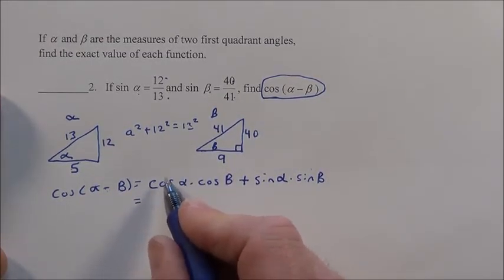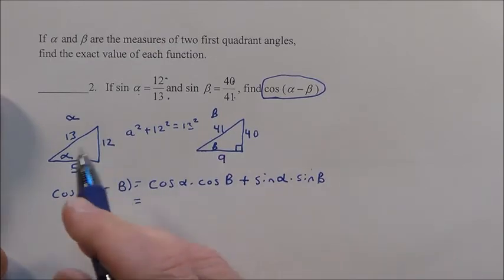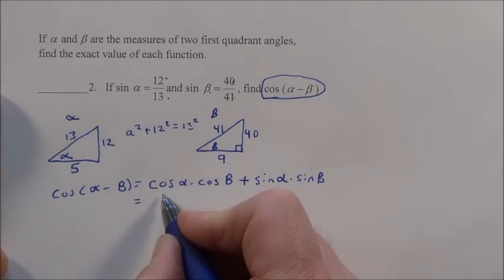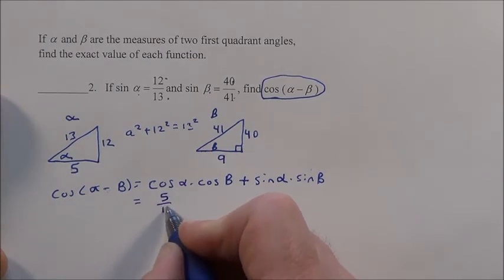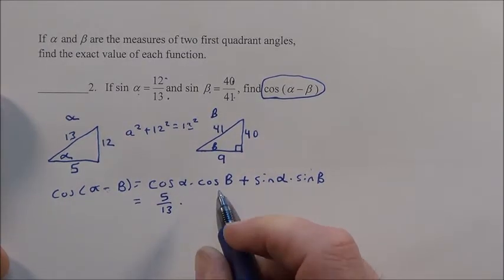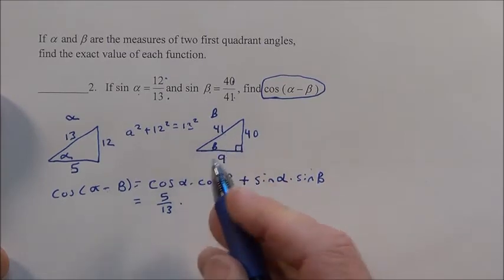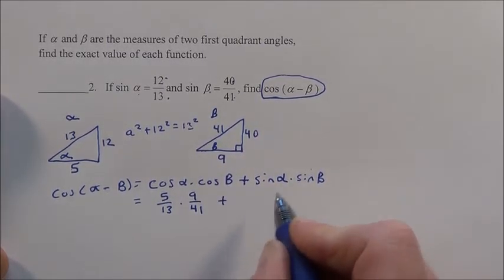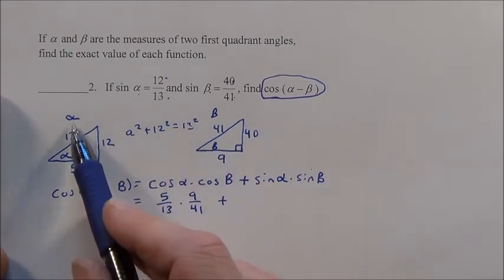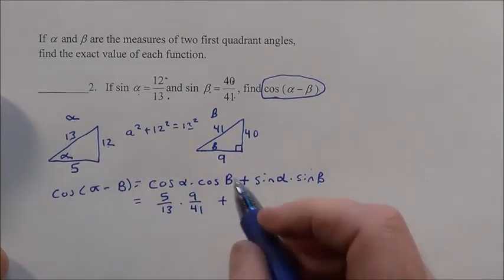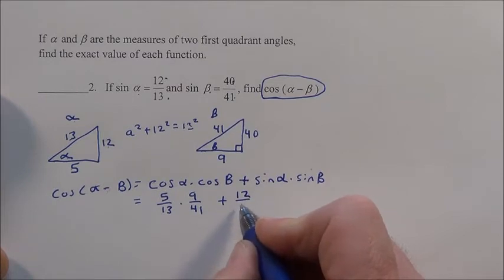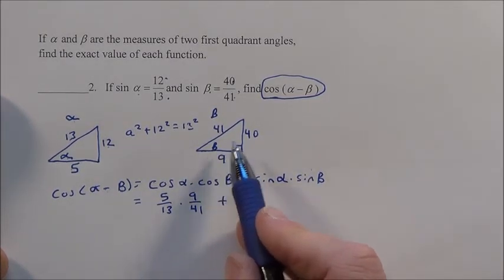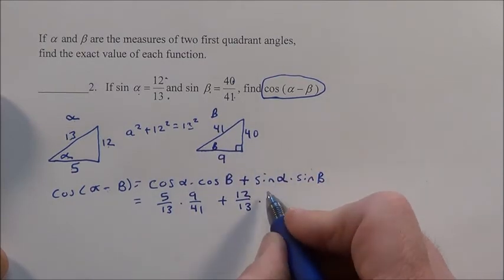Now, it says cosine of alpha. So here's alpha. Cosine is adjacent over hypotenuse, 5/13. Cosine of beta. Here's the beta. Cosine is 9/41. Plus sine of alpha. So here's the alpha. Sine is 12 over 13 times sine of beta. Here's the beta. Sine is opposite, 40 over 41.